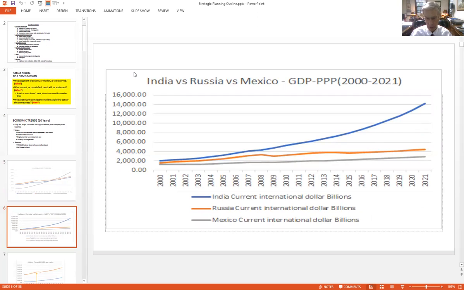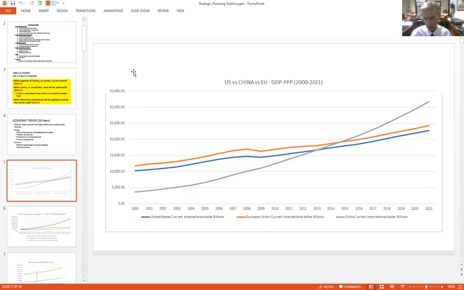Oh, by the way, notice that these are data in purchasing power parity. If we had done these data in local currency adjusted for US exchange rates, the US economy would appear to be larger than China's, but it isn't. China's is larger than the US economy because there are more goods and services, physical goods and services, that can be purchased there than here. And that's what this graph reflects.